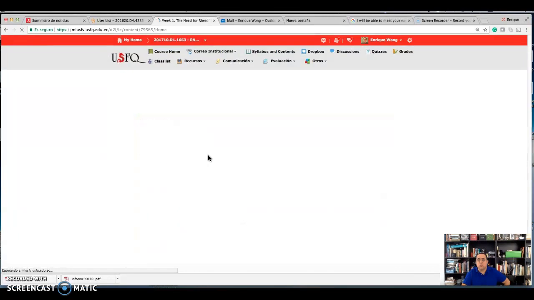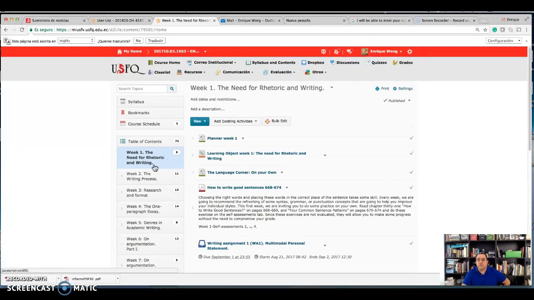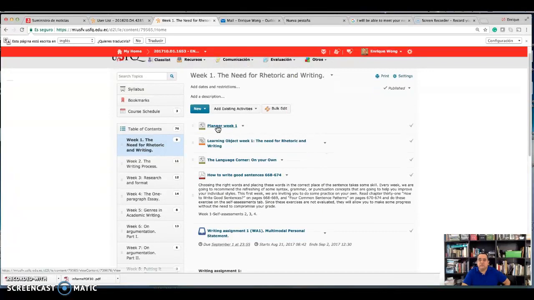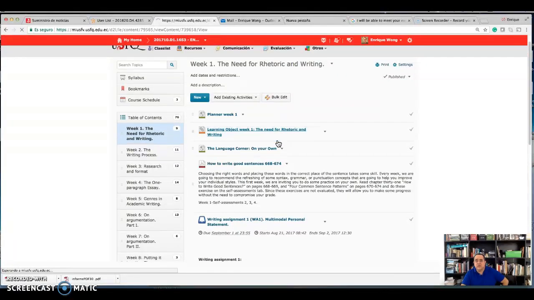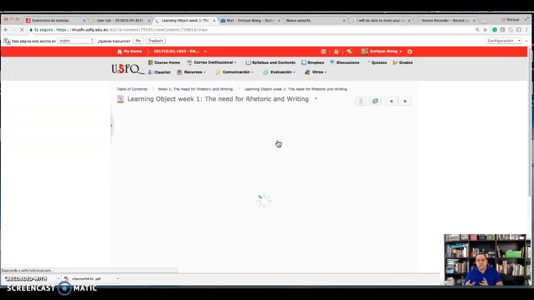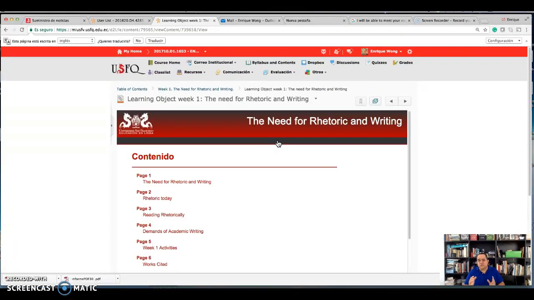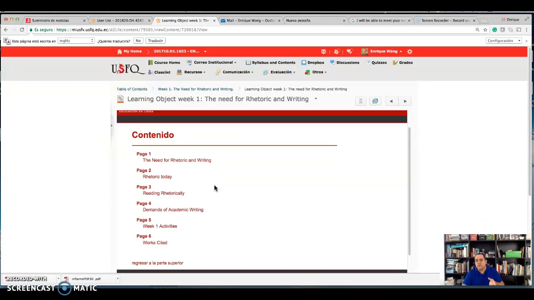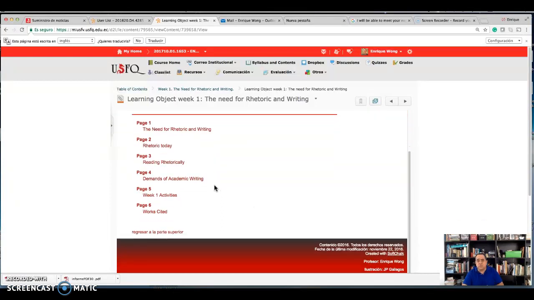planner of week 1. And so after you understand what is expected from you, here you have the first learning object. Every week you have a learning object. My idea is that you read what I wrote for you, because it's my guidance to help you walk through the material. So it's important that you read the learning object first before jumping into the course, the textbook.